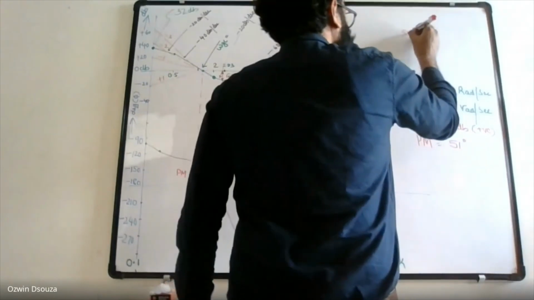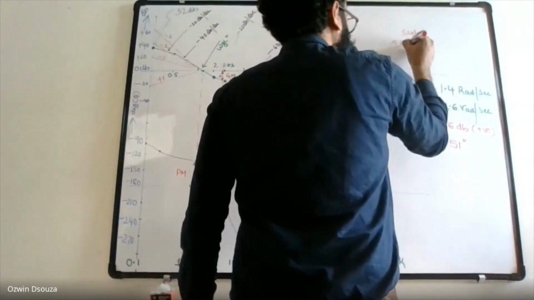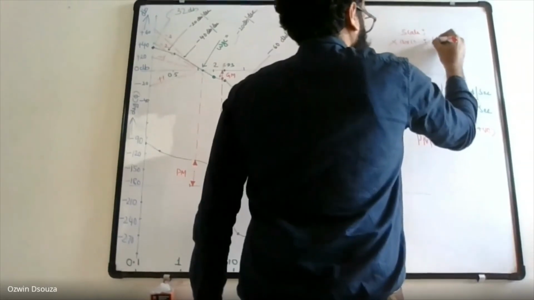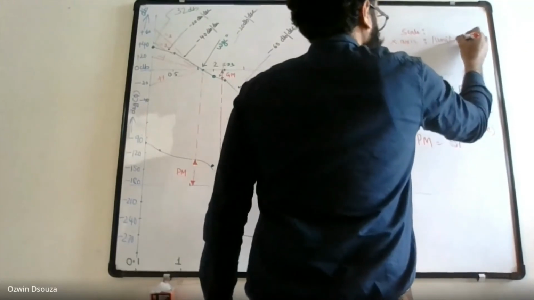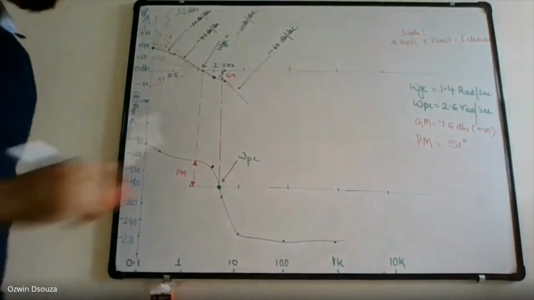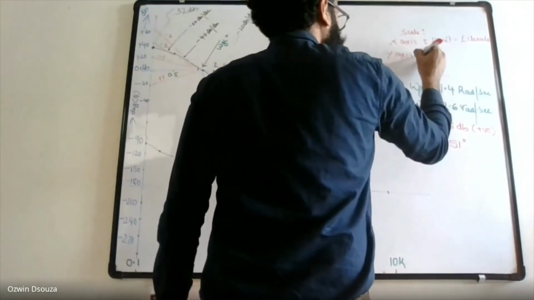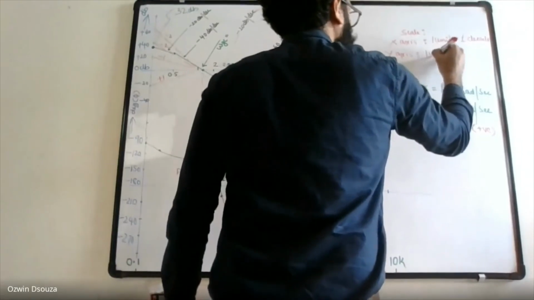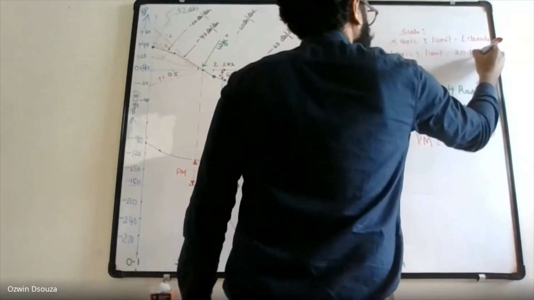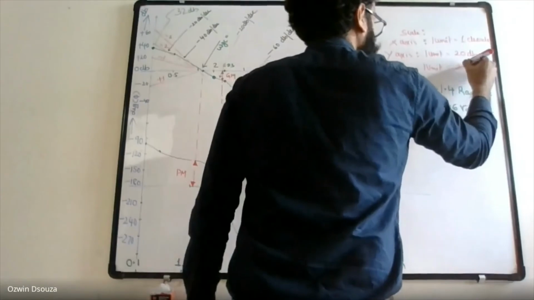Okay, let me write the scale also. So scale, what I have done is x-axis, 1 unit is equal to 1 decade, and then now along y-axis, what we have done is 1 unit we have taken as 20 decibels, and we have also taken 1 unit as 30 degrees.